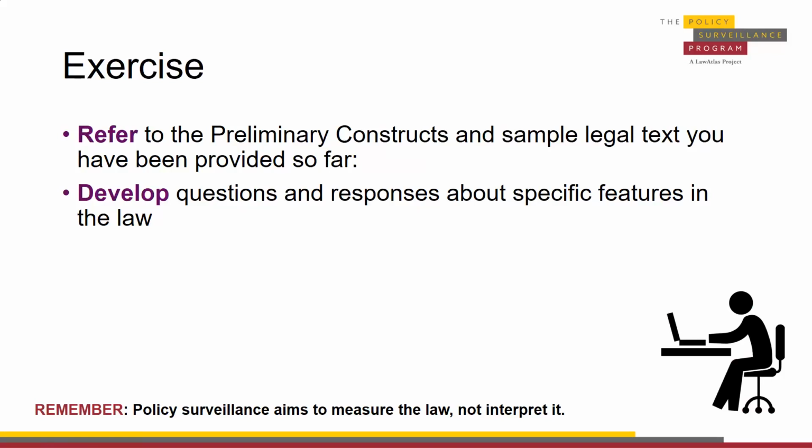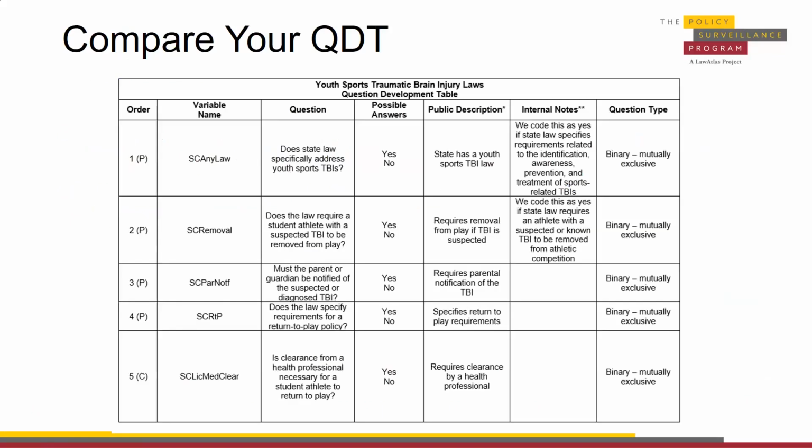So right now, instead of giving you this time, since it's almost noon already, we're just going to go through what our QDT for this project, our project specifically on youth traumatic brain injury laws, looks like from the same sort of sample of laws that we provided for you. So here is how we would start off with our QDT. As you can see, we have basically a general parent question that captures whether the state law specifically addresses youth sports TBI.